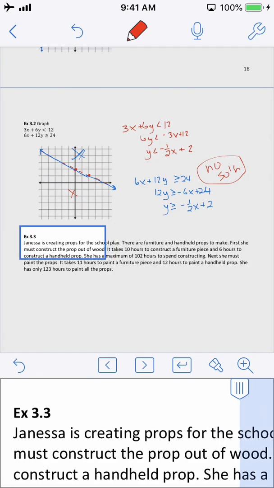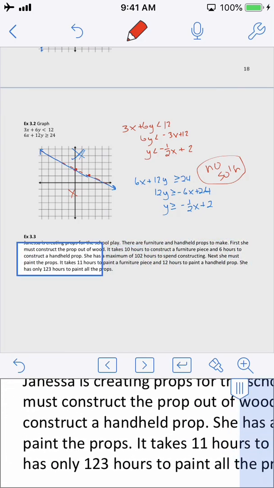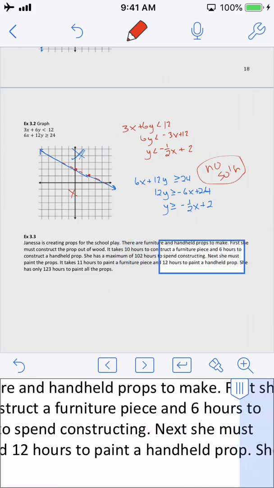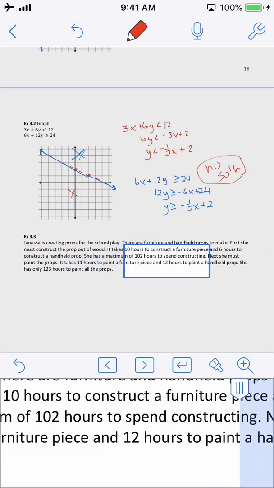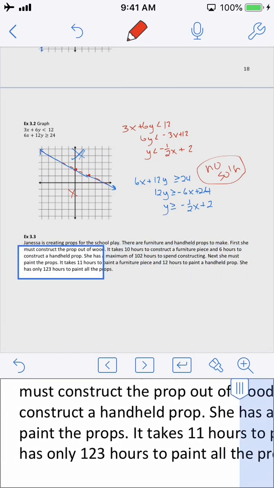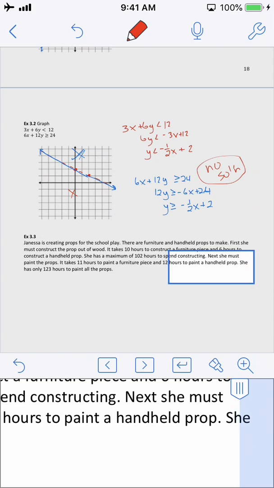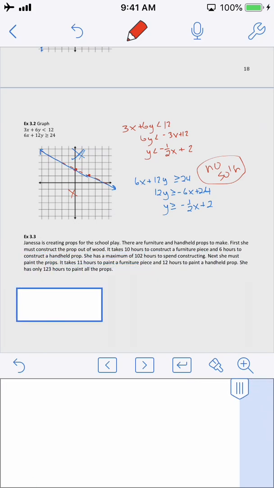So, Janessa is creating props for a school play. There's furniture and handheld props to make. First, she must construct the prop out of wood. It takes 10 hours to construct a furniture piece and 6 hours to construct a handheld prop. She has a maximum of 102 hours to spend constructing. Next, she must paint the props. It takes 11 hours to paint a furniture piece and 12 hours to paint a handheld piece. She has only 123 hours to paint all the props. Okay. That's a lot of information.